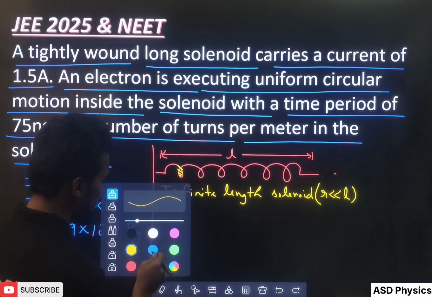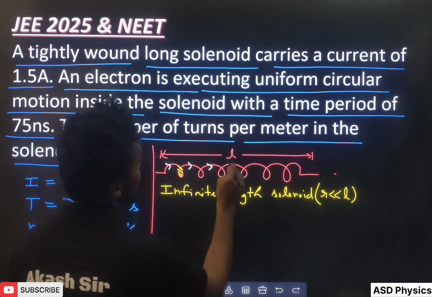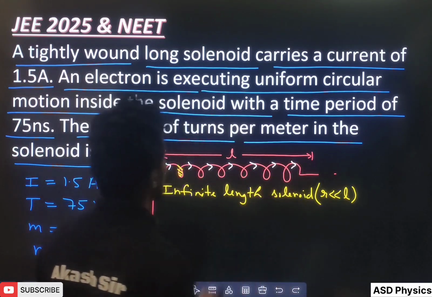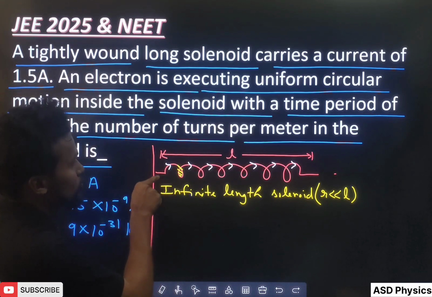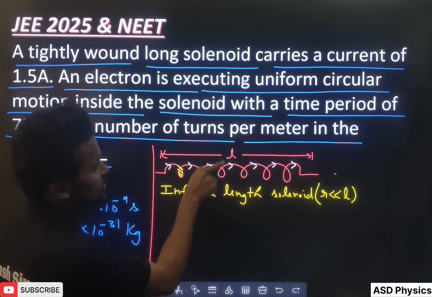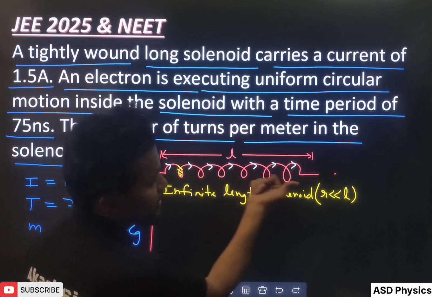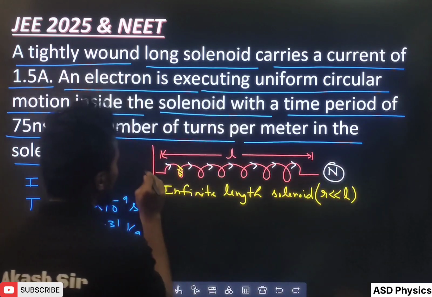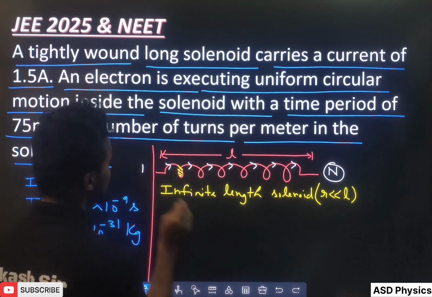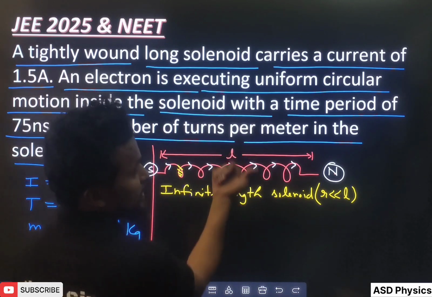Okay, so what will happen if the current flows in this solenoid? Let's take the current is flowing like this. So I have to curl my fingers along the current, then the thumb will indicate the direction of the north pole. So this end will become the north pole and this end will become the south pole. Okay, like this I am doing.